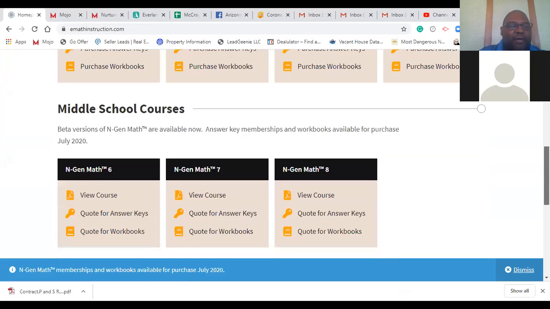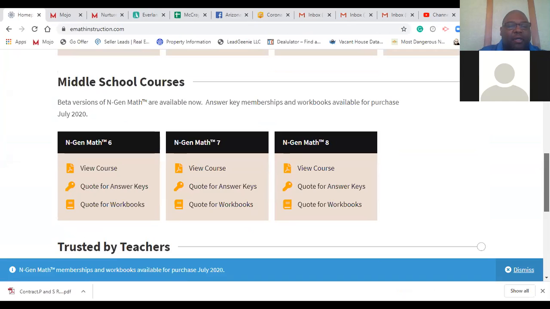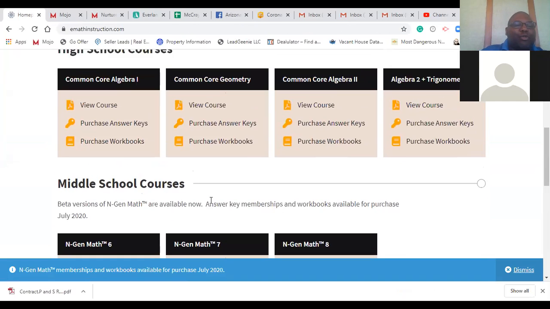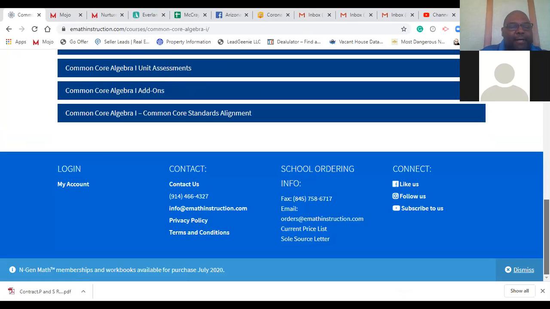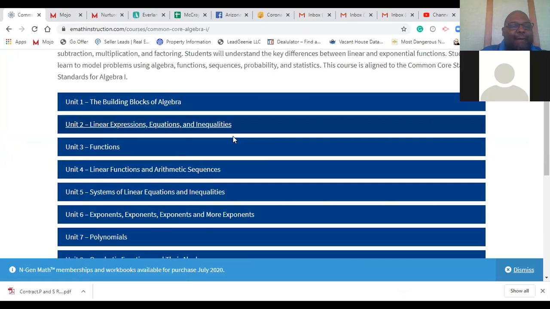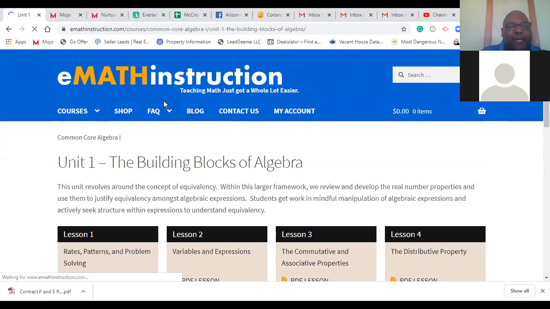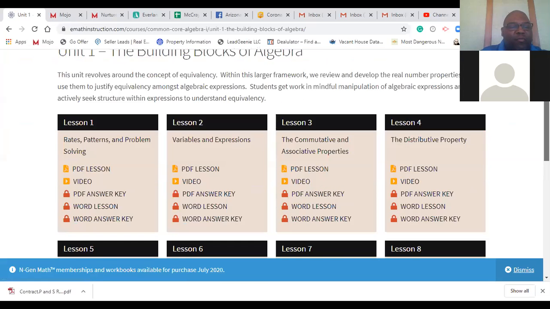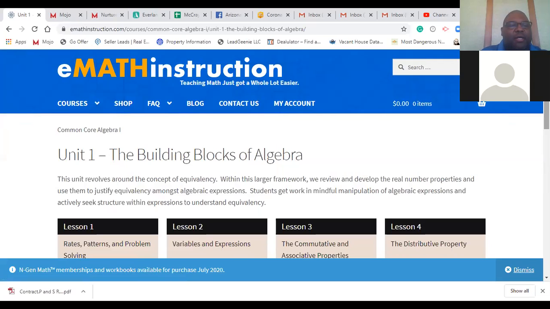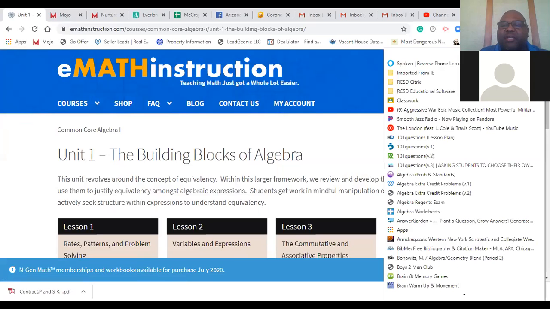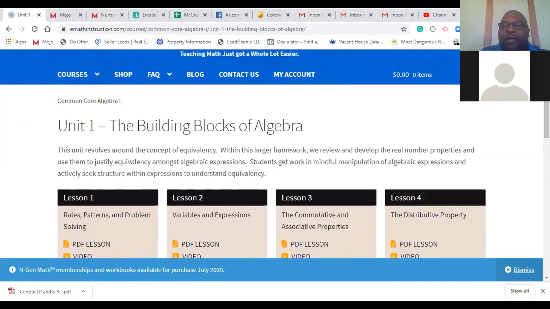and you would be interested in Algebra 1. Yep. And this is the cool part. It has an answer key, and it actually has a built-in video. Okay, so that's one. Okay, cool. eMath Instruction. Okay, let me see if I can get you another one right quick.